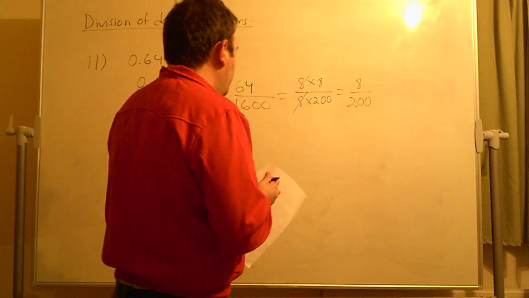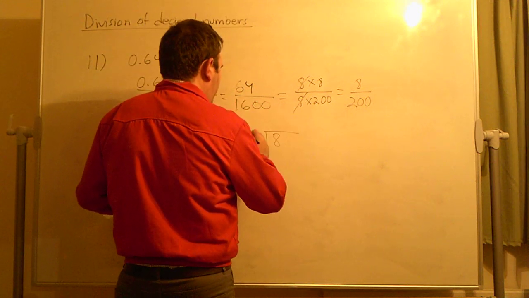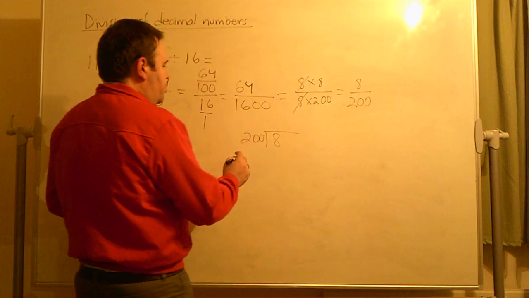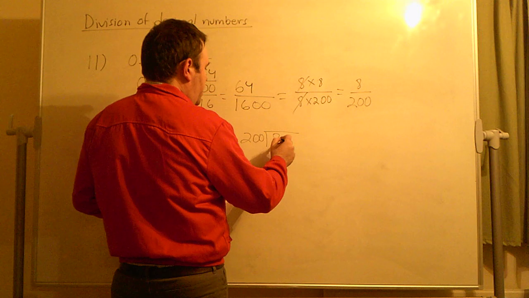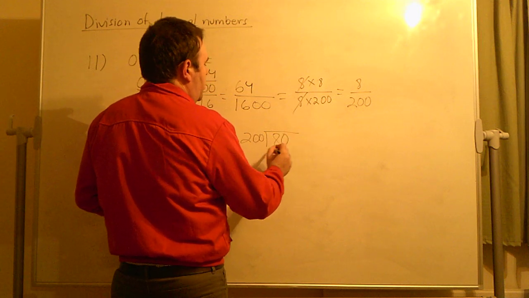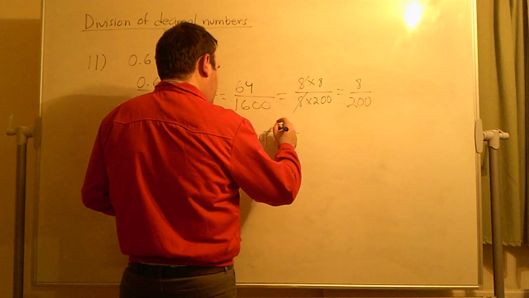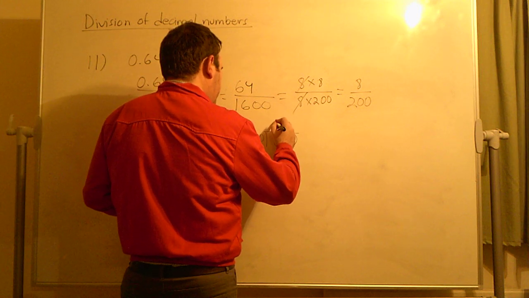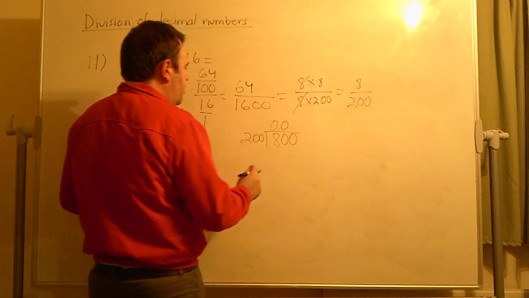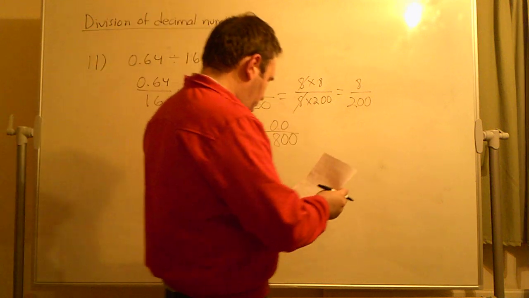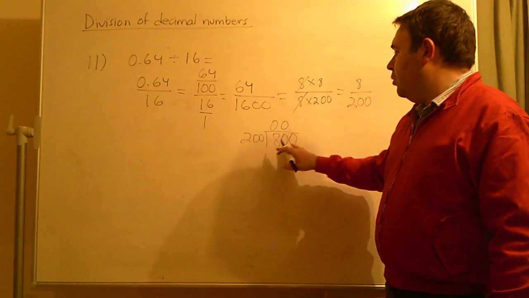So now, how do we express this as a decimal? This will be 8 divided by 200. So 200 doesn't go into 8 or 80, but goes into 800. So we're going to move the decimal point. Well, we're going to have a 0 here, a 0 here. So then we would have, how many times does 200 go into 800?